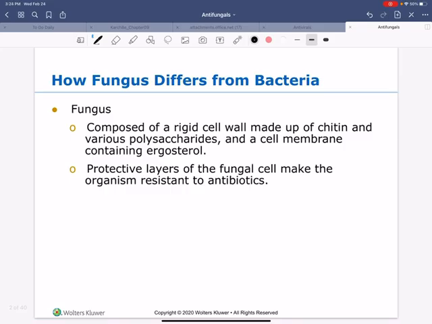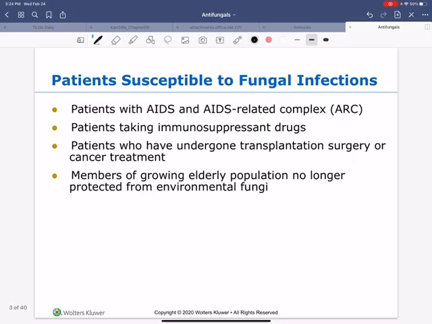All right, fungi. How do they differ from bacteria? Well, these are different. They have a rigid wall, and they're made up of polysaccharides and sterols. When you think of cholesterol, that's how I think of how fungus is made up differently than bacteria. They also have this really thick layer around them, and that is why antibiotics just don't work. It's just resistant to them. So you need special antifungal agents to kill off fungi.